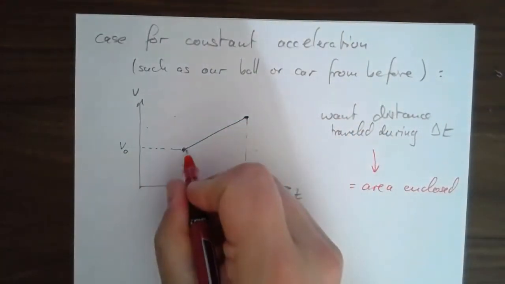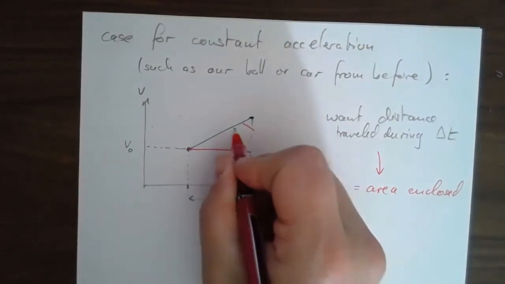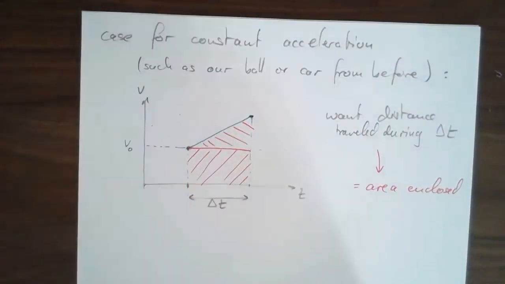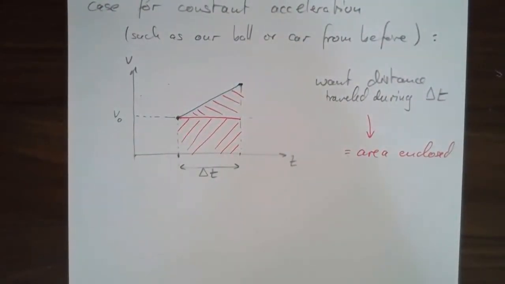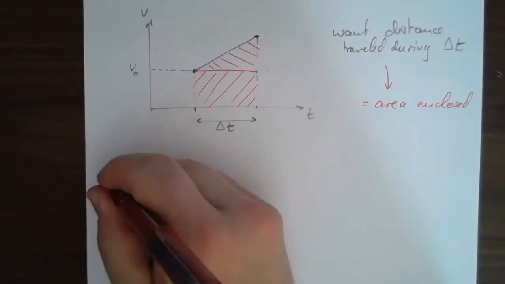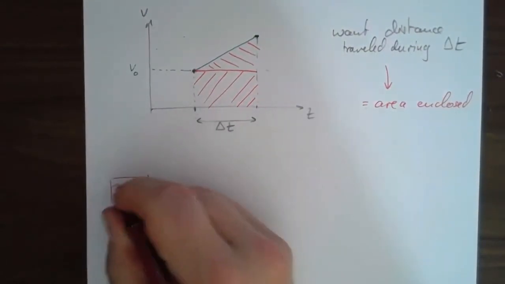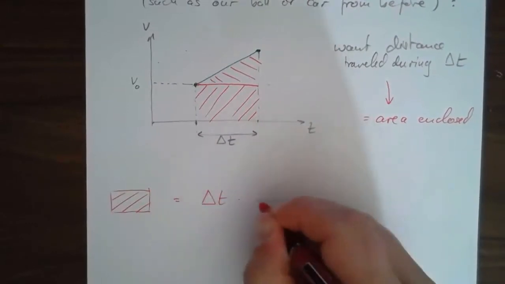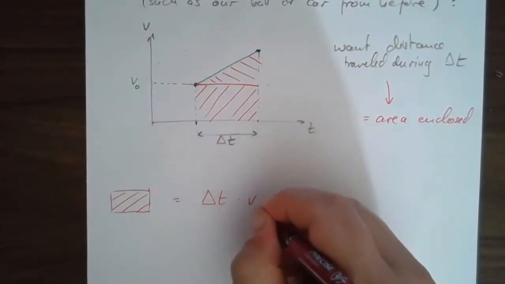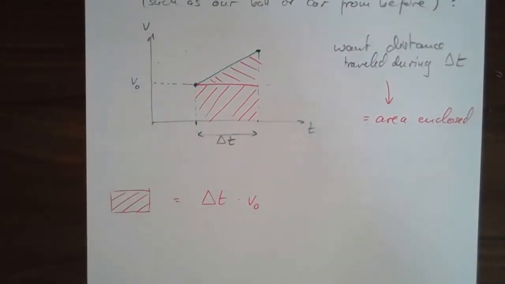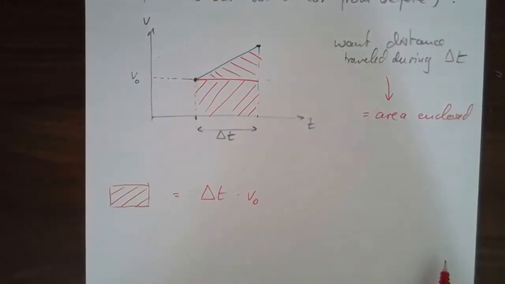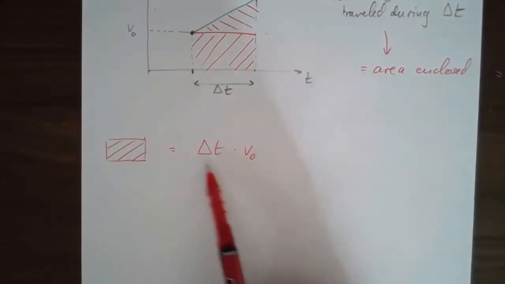Now to actually work this out, it makes sense to split it up into two: this area here and this area here. Geometrically, it makes sense to work it out in those two parts. So let's work out what each of those areas is. The rectangle is probably the easier part, the rectangle at the bottom. What's it equal to? Rectangle is base times height: delta t times v naught, the initial velocity. Done. And if there was no acceleration, that would be it. We know that result already, we learned it when we were talking about constant velocities.